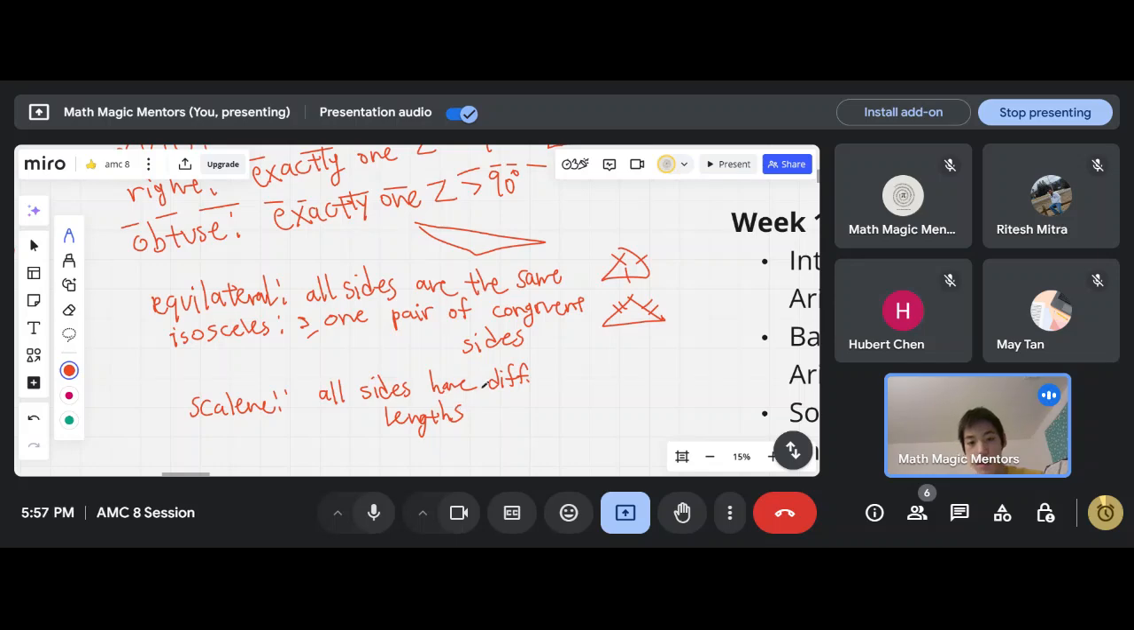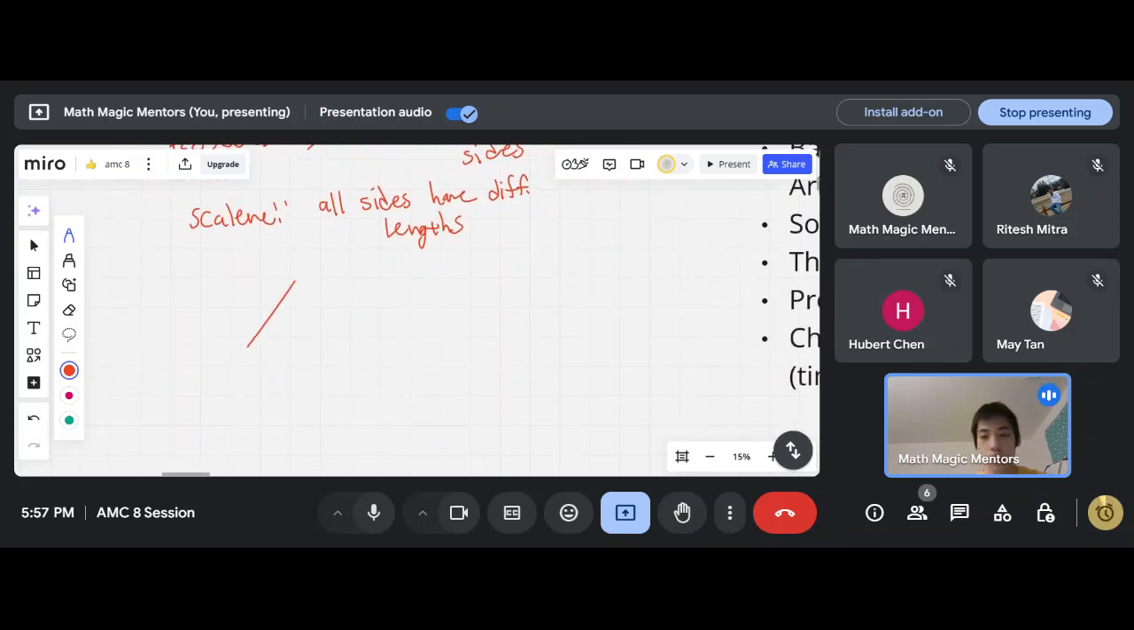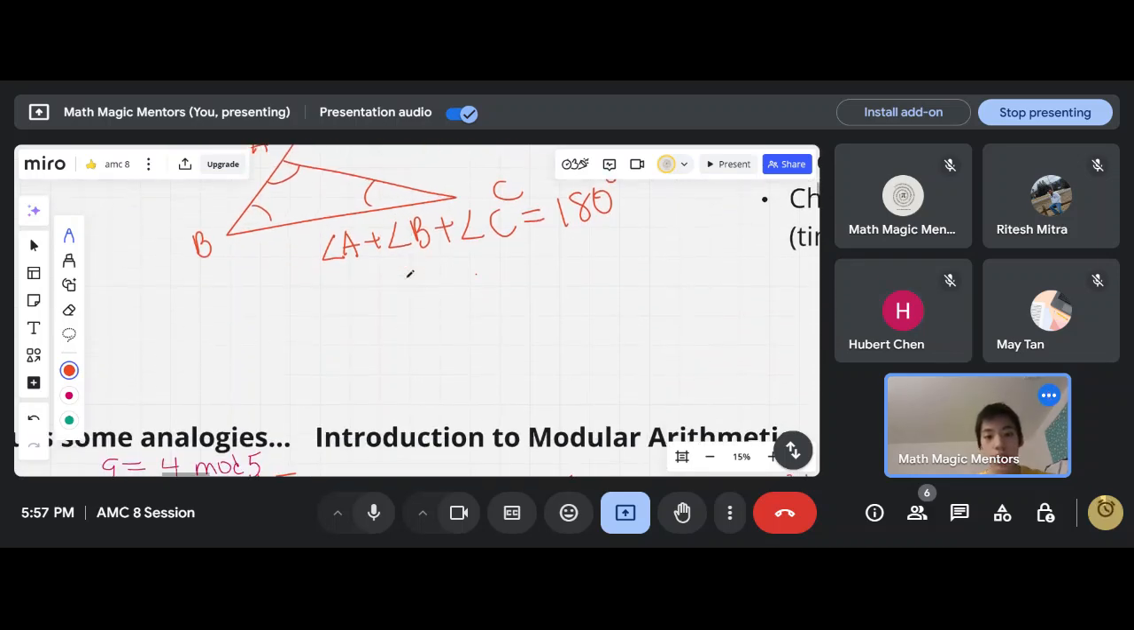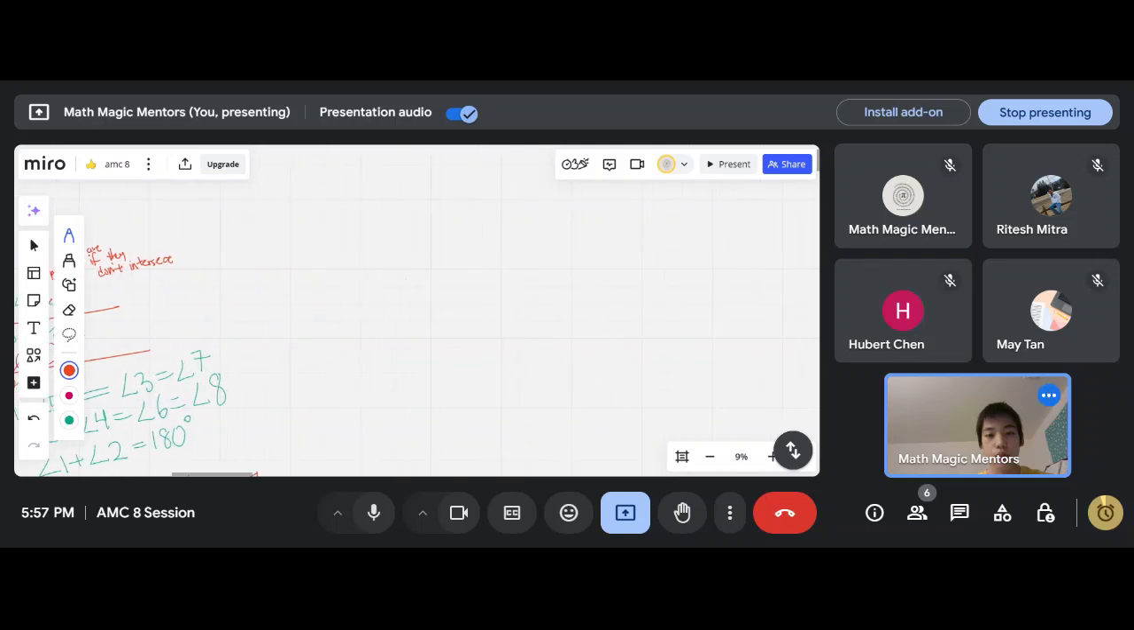Yeah. And the crucial thing to know about triangles is that the angles add up to 180. So if we call this triangle ABC, we can establish that A plus B plus C is 180 degrees. So this is basically the key relationship between the angles within a triangle. And so this is really useful. And let's just look at one quick example to see how this plays out in action.